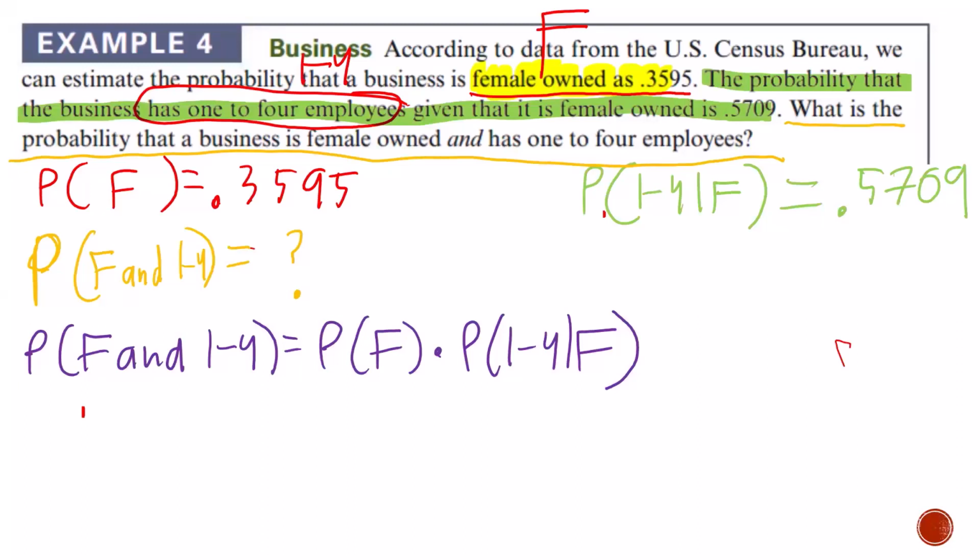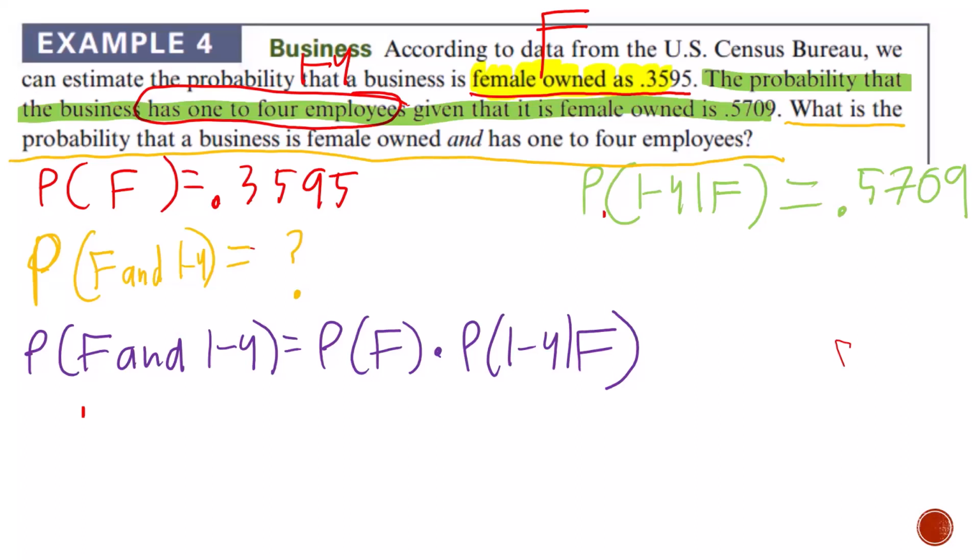I wouldn't want to multiply if I was told 57% of all businesses have 1 to 4 employees, that number might not be the correct one to use. Because I don't know if those 57% are spread out equally among male and female owned businesses or not, right? So here's the thing.